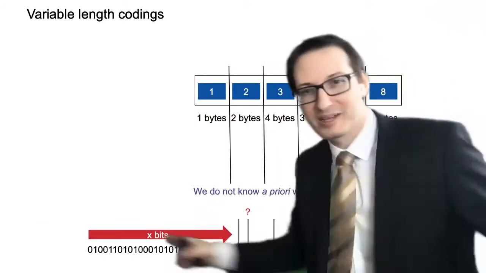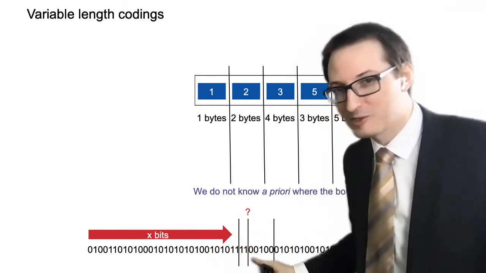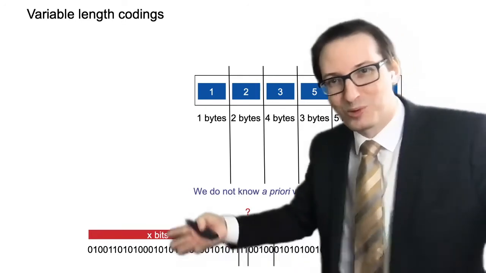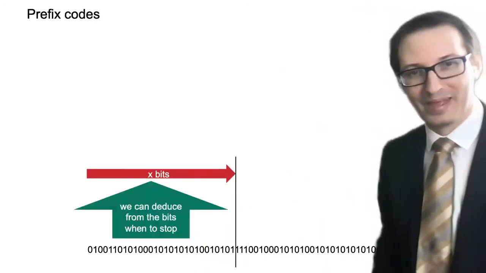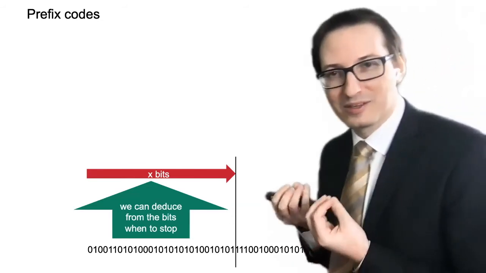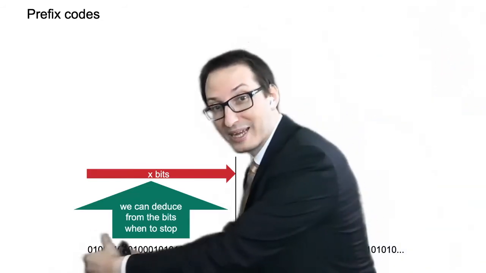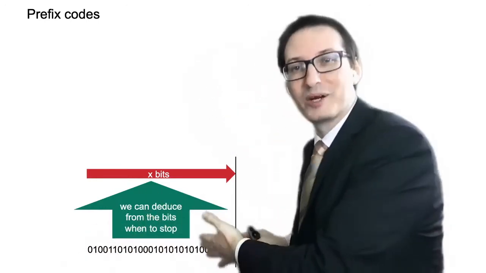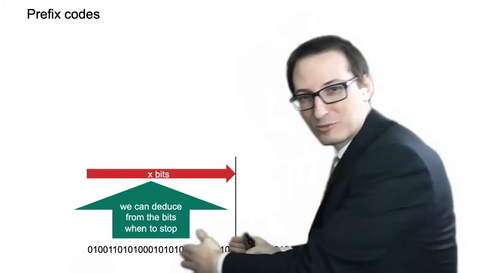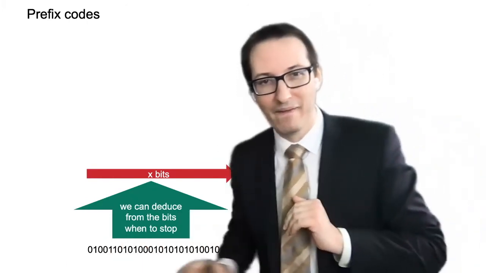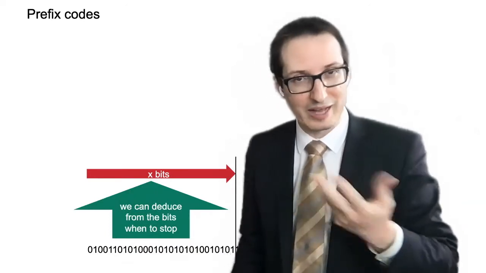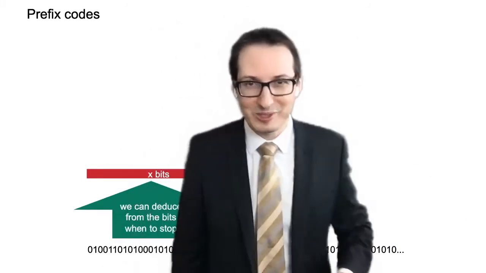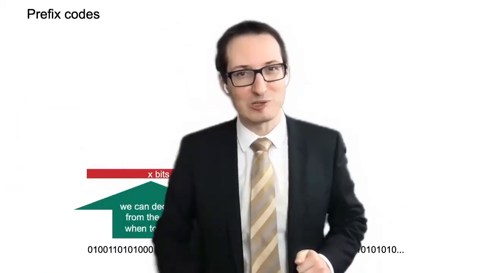Here we know it's X bits, but how do I know? Maybe it stops here, maybe it stops there. I have no idea. And of course, I need to know. I need to store it somewhere in such a way that I know. The idea is that you need to find the code in such a way that starting reading it gives you a reasoning that tells you, okay, this is where it stops. I know that if I start reading here, I stop exactly here. And that gives me X bits. X can vary, but I can deduce from looking at it where X ends. Turns out there is a name for that, and that's called the prefix code.